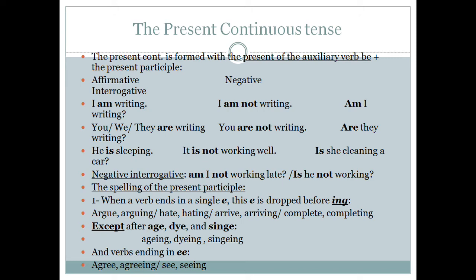So with the pronouns you, we, they, in the present continuous tense, we use the auxiliary verb are plus the present participle of the main verb. With he, she, it, the third person singular, we use the auxiliary verb is and the present participle of the verb.